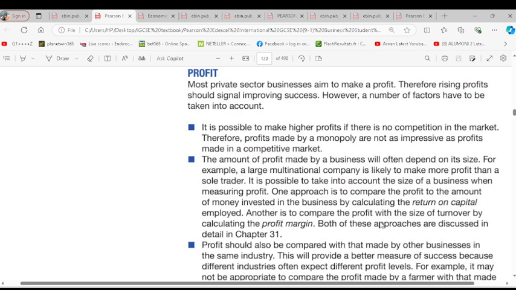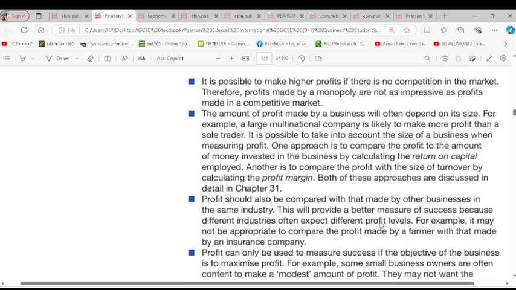Yeah, obviously. Poor service, poor quality, poor product, poor service or whatever it is, it's still going to sell. Clear? Yeah. The second point: the amount of profit made by a business will often depend on its size. So, when you are using profit as a yardstick, you have to also understand how big or small your business is. So, if your business is big, your profit is expected to be big. If your business is small, your profit is expected to be small. Do you get it? Yeah.